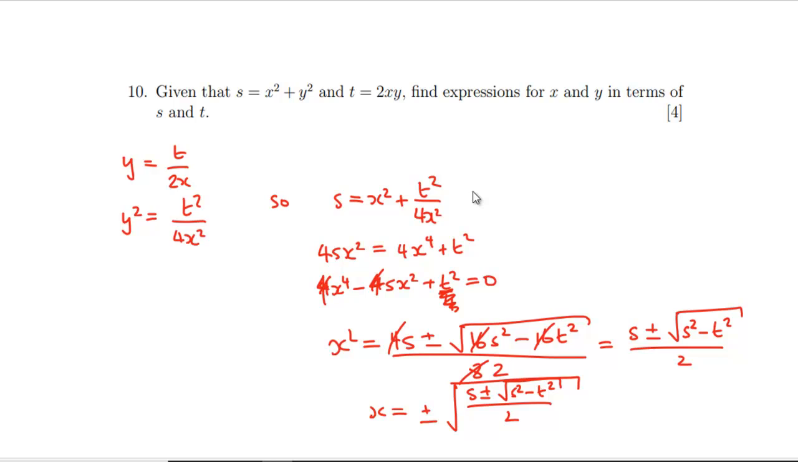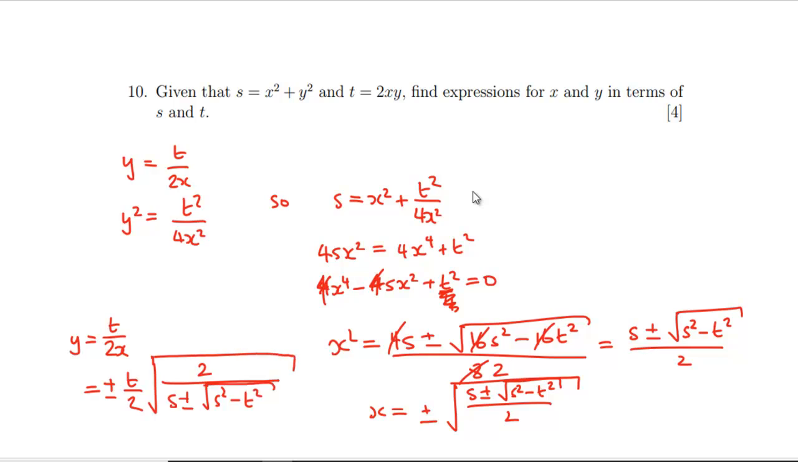Now we need to get y. So what is y in all of this? y is equal to t divided by 2x. So I suppose we just have to flip that the other way up and multiply by t over 2. So it's going to be plus or minus t over 2 multiplied by the square root, but now we've got the 2 at the top because we're dividing by it all. s plus or minus the square root of s squared minus t squared.